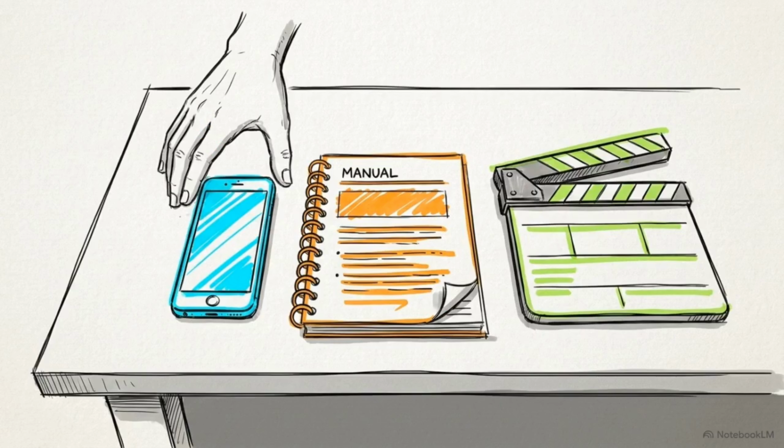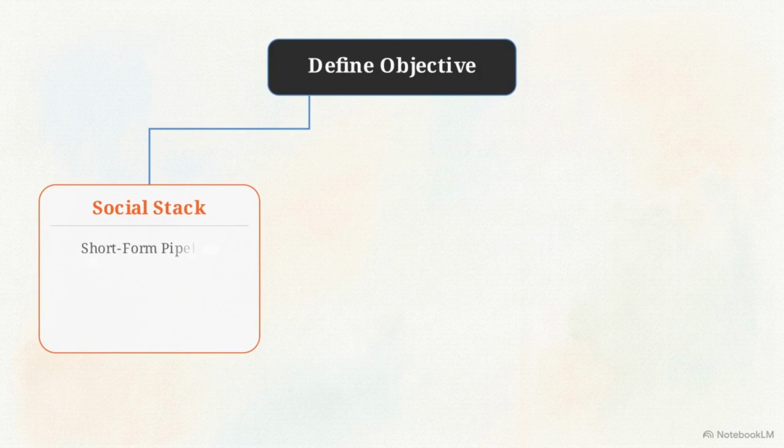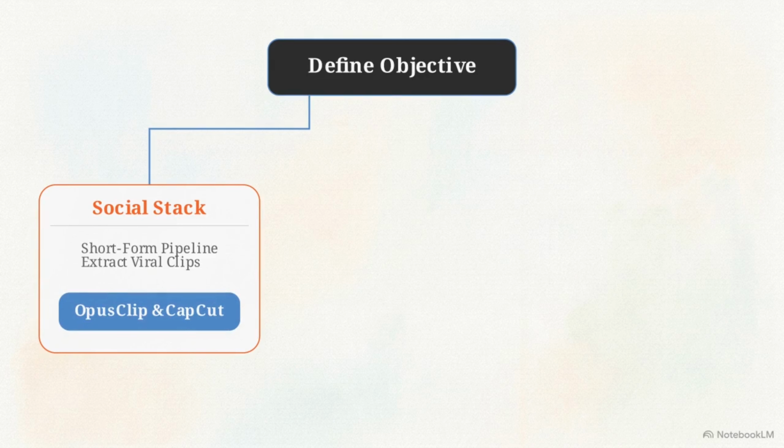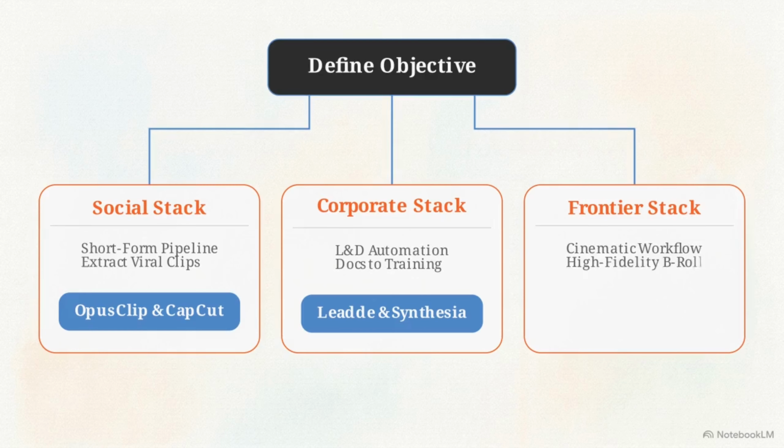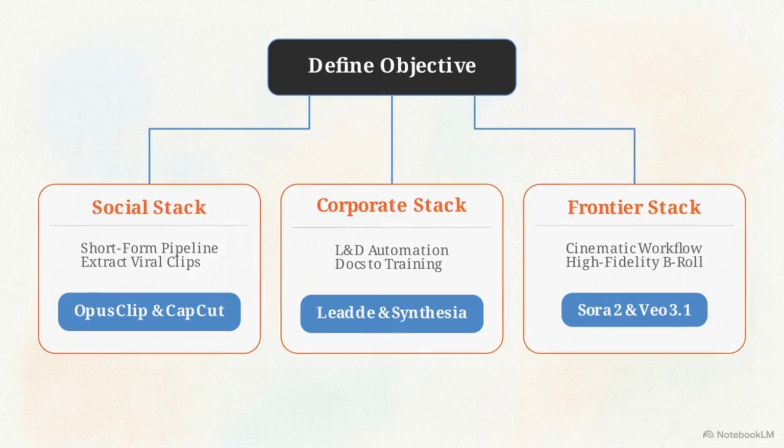It is time to make your choice. You have to definitively pick the primary output for your workflow. What are you making? To extract social clips, choose the Social Stack, OpusClip, or CapCut. To convert documents to training videos, choose the Corporate Stack, Lita or Synthesia. For high-fidelity B-roll, choose the Frontier Stack, Sora 2 or Veo 3.1.